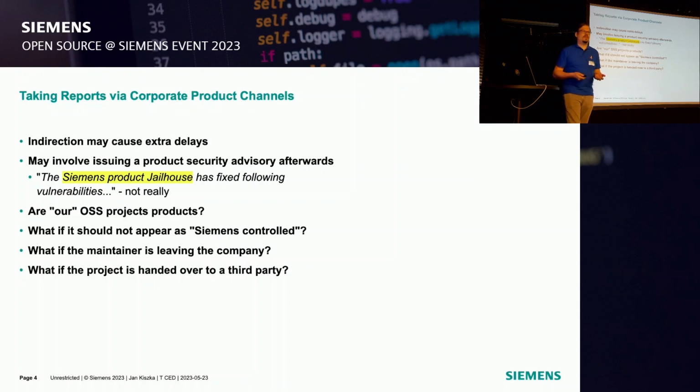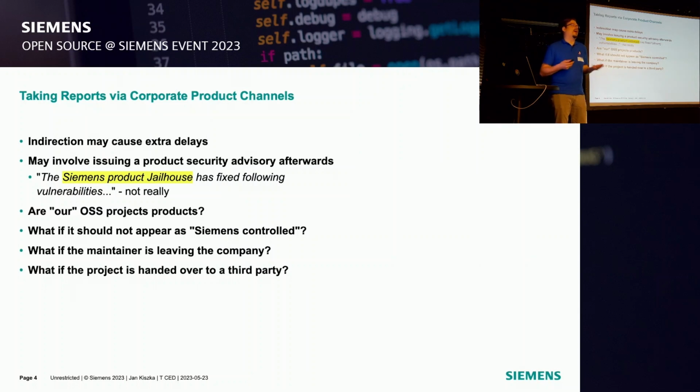It may actually happen that the company says, well, we should issue an official product security advisory. And that makes my open source project a Siemens product that has an issue. Here is the product advisory. Whether that is really desired depends obviously on the open source project you are running, but in some cases it's probably not the desired path. So for me, that was the thing to think about: we should probably not use this channel primarily.